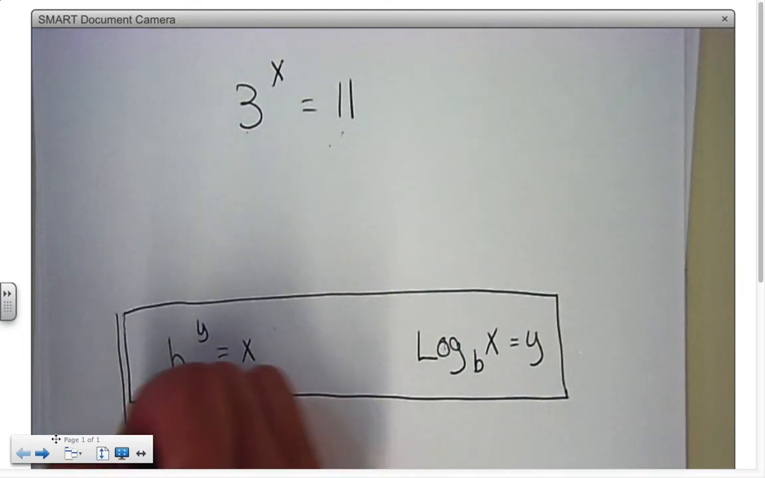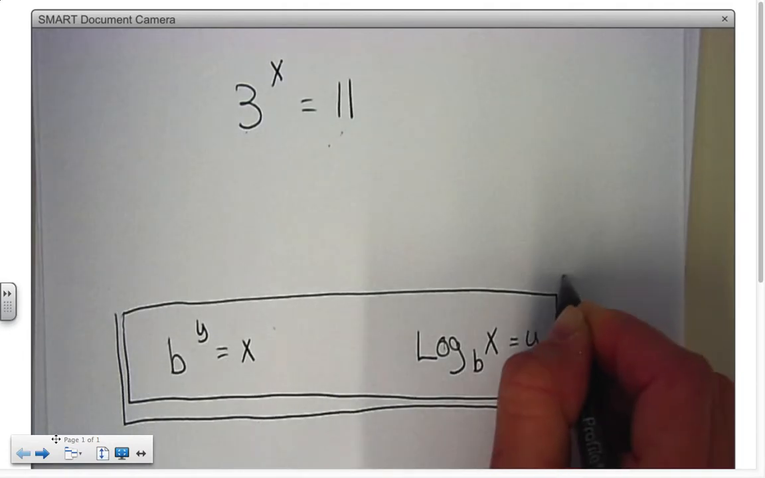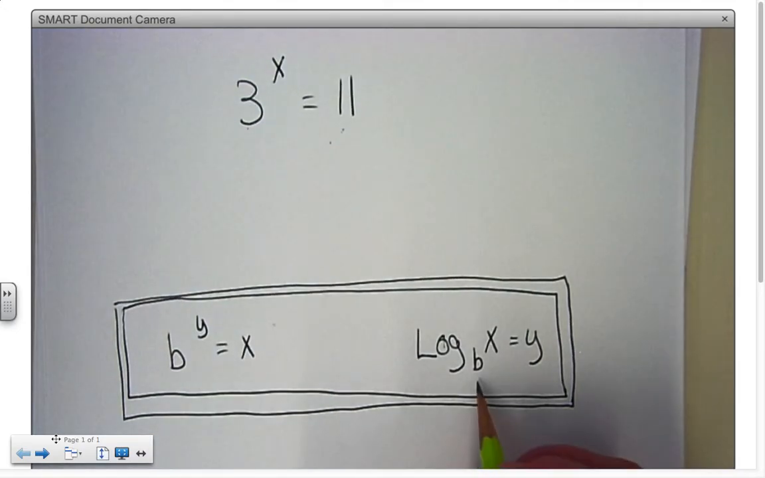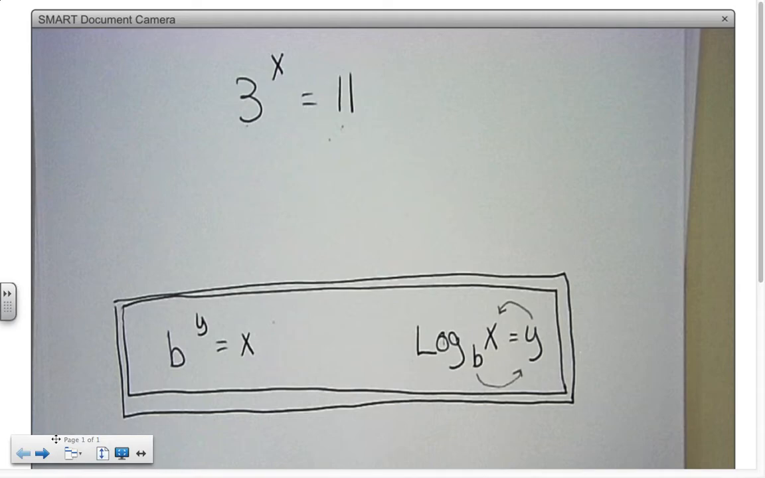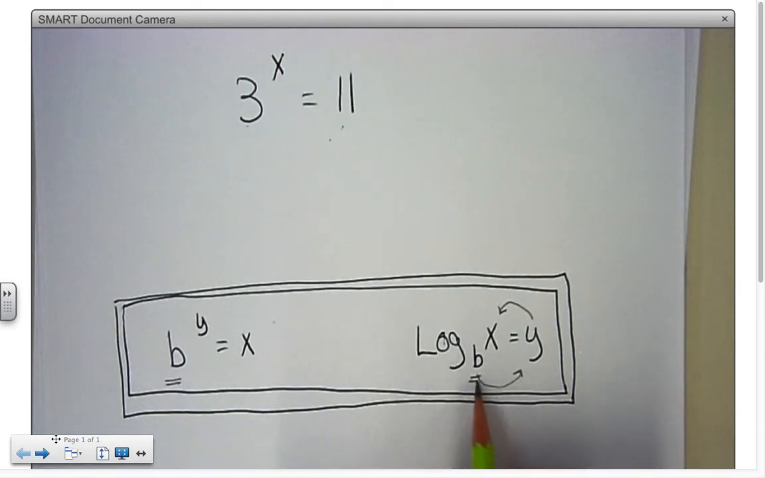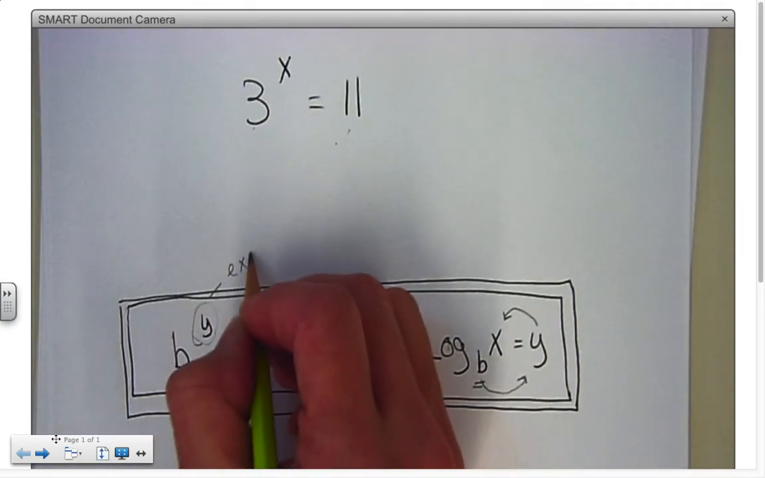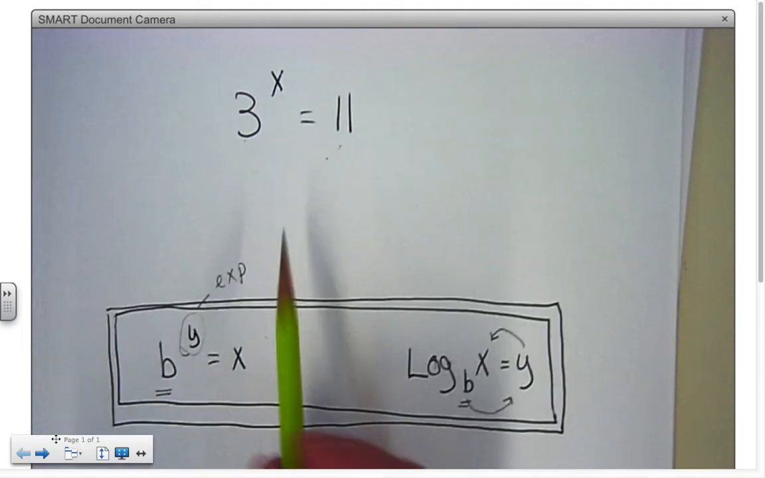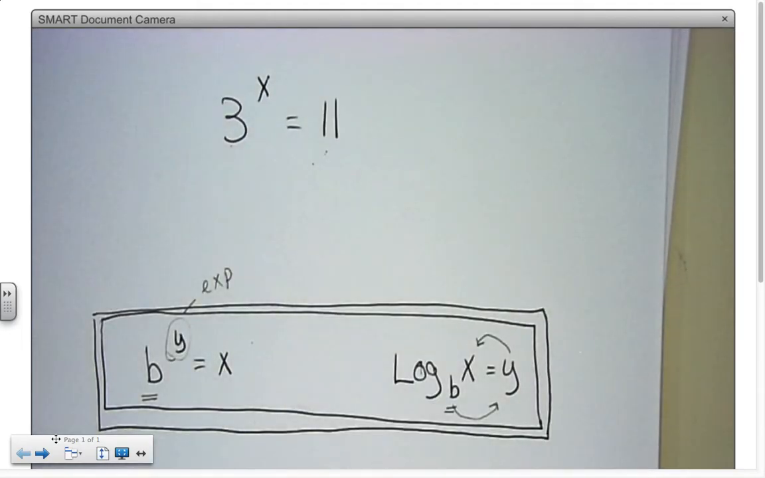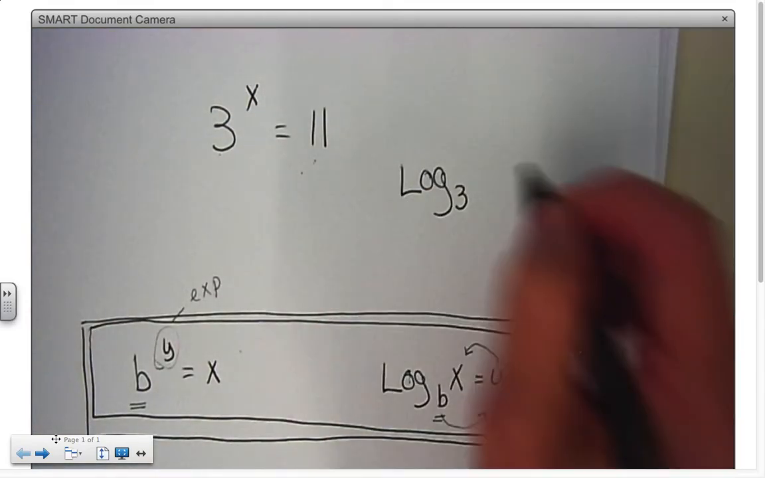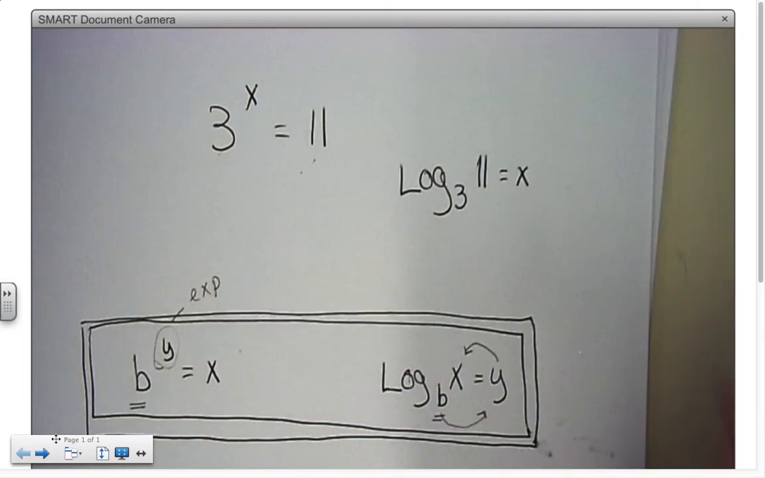So we need to be comfortable switching from exponent to log and from log to exponent and knowing where items go. Many teachers call this the log roll. Or you can just think, if b is the base here, it's the low number here. And then this exponent is always the answer. The exponent goes after the equals. So if I wanted to switch the first example I just gave you into log form, this would be log base 3 of 11 equals x.